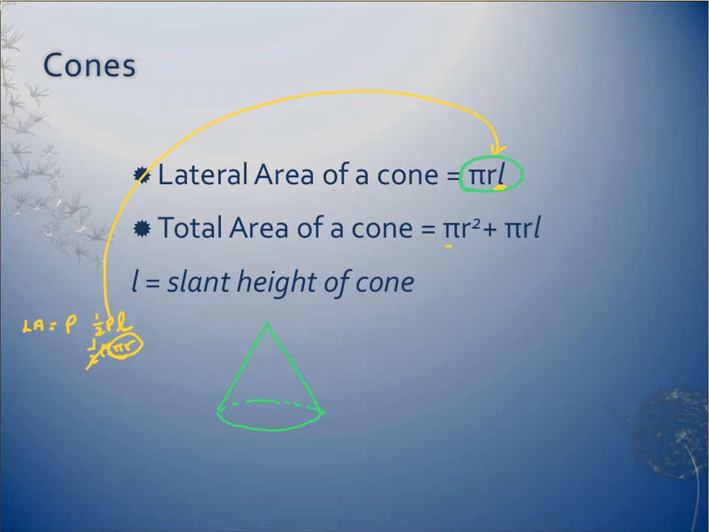Total area is pi r squared plus pi r l. Again, if you compare it to a pyramid, it was base plus 1/2 perimeter times slant height. So that base is a circle, pi r squared, plus 1/2 the perimeter of the circle, 2 pi r, times the slant height, which simplifies to pi r l. So normally, if you're memorizing these formulas, if you know the prism and the pyramid, you can derive the cone and the cylinder.